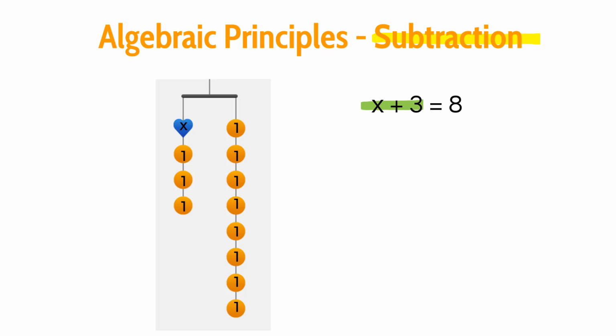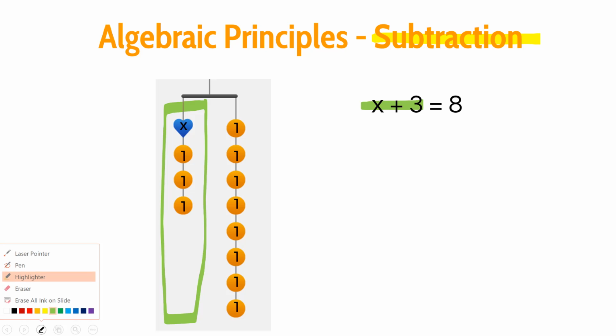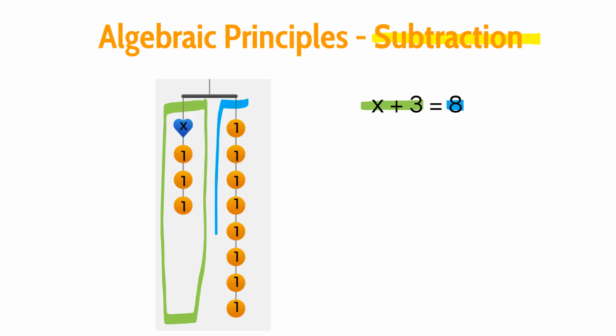To illustrate this on the mobile, I'm going to put a box around the left-hand side. So the left-hand side, the x plus these 3 individual kilos or pounds, should be equivalent to, on the right-hand side, a value of 8. Some of these guys are 8 pounds, 8 kilos, whatever it may be. And we know at the moment that the two sides are balanced. They're equivalent to each other.